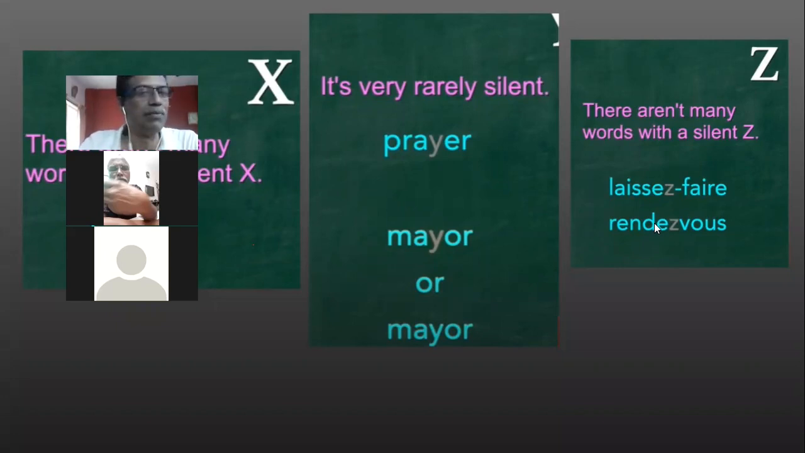There are some French words that have the Z silent. It's laissez-faire and rendezvous. Find out the meanings yourself. Rendezvous is a meeting point where two friends meet. Okay, we decided on Coffee Day as the rendezvous.